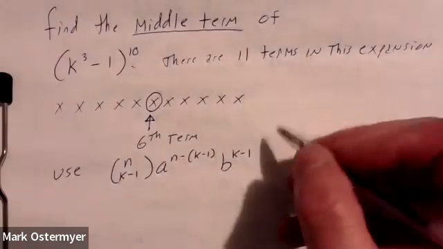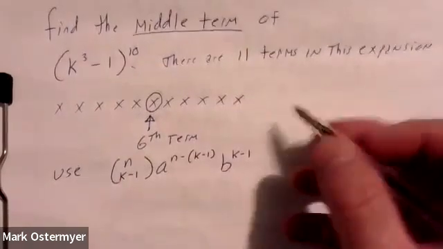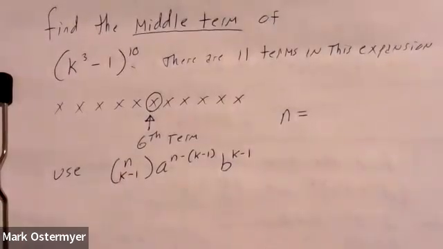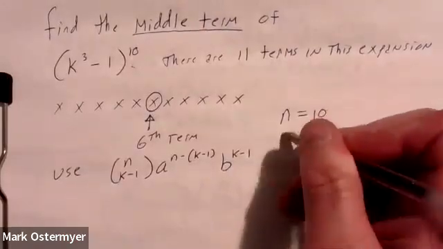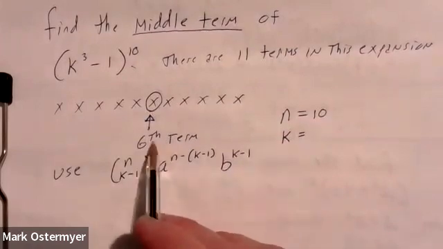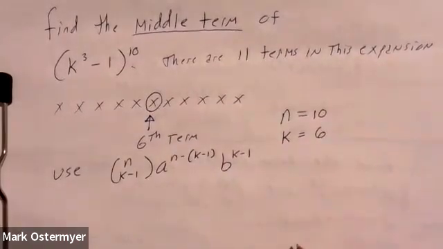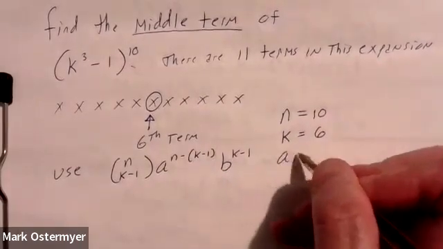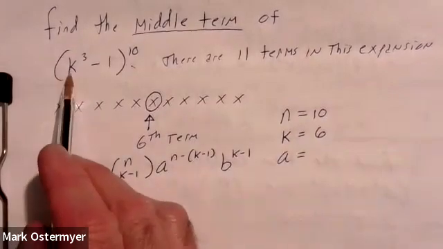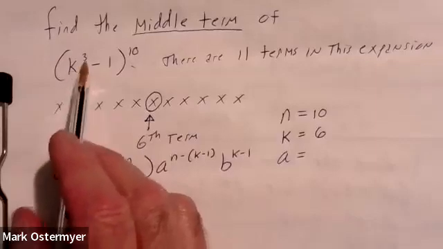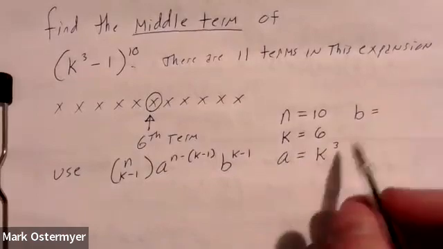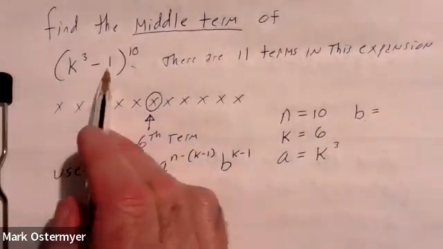So now, what would n be for this formula? I want to find the sixth term. So my n is going to be what? My n is the power the binomial is raised to. My n is going to be 10. K is equal to the kth term I want to find. Well, I want to find the sixth term, so k has to be 6. That is the middle term. Generically, my first term of my binomial, which I call a, just keeping with your textbook, a is really k cubed. That is the first term of my binomial. But generically, I've been calling my second term b. Well, b is the second term, which is really -1.